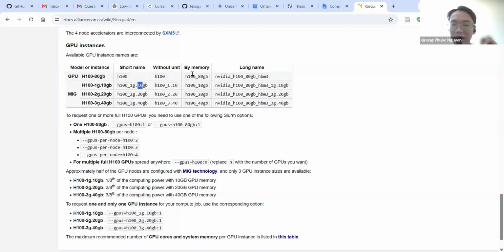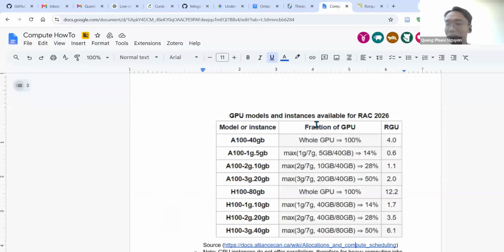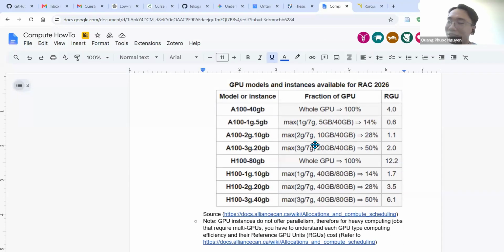However, GPU instances do not allow parallelism, so we cannot request, like, 3 instances at the same time. So in case you need to do large memory-heavy jobs like continual pre-training language modeling tasks, you will still need to request multiple full GPU nodes.